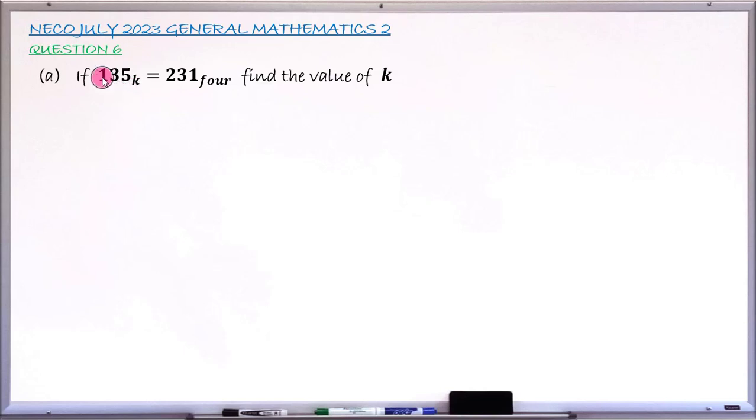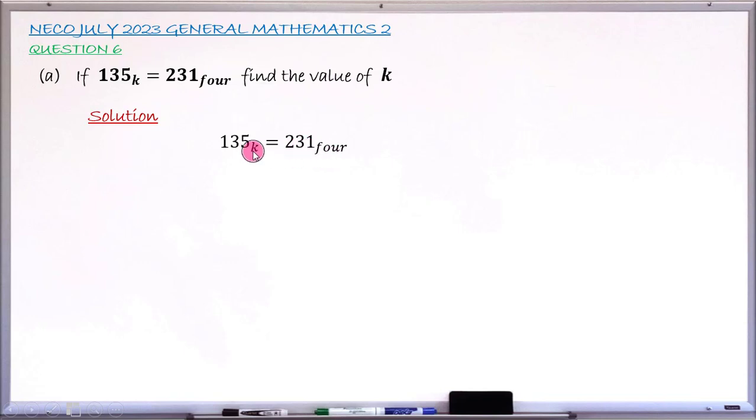This is question number 6, NECO July 2023, and the question reads: if 135 base k is equal to 231 base 4, the question asked here is to find the value of k, that is the base of the very first number. Solution to this very problem: what you do first is to copy the given equation. 135 base k is equal to 231 base 4.